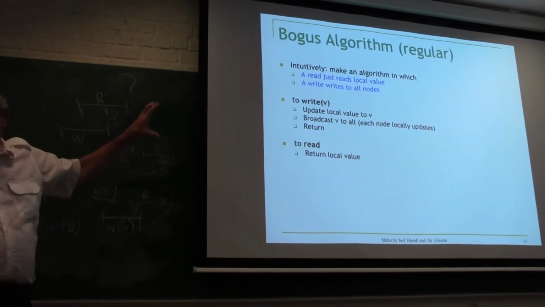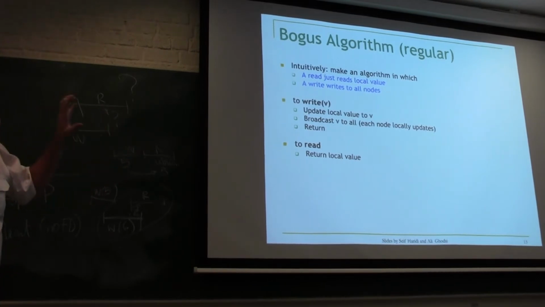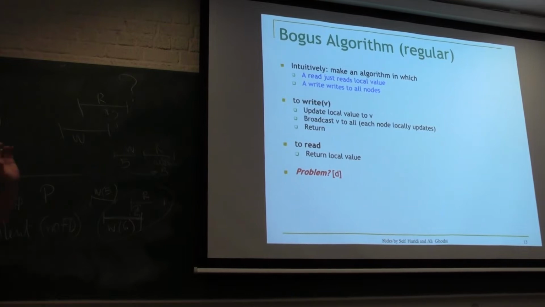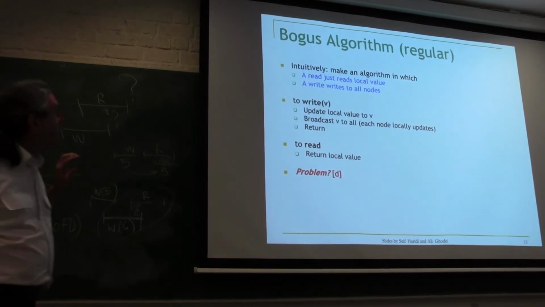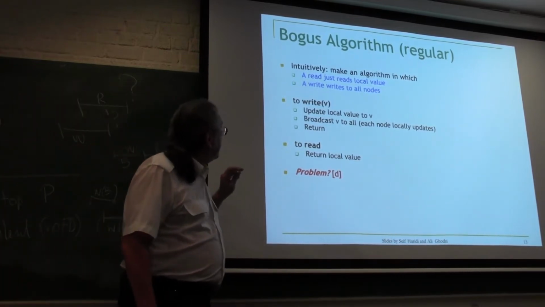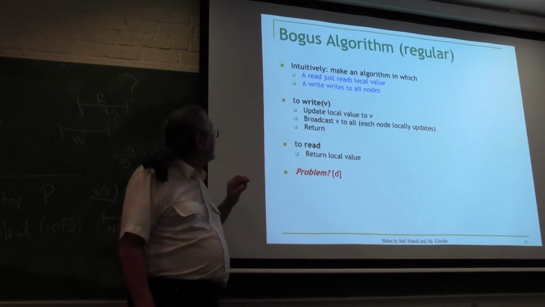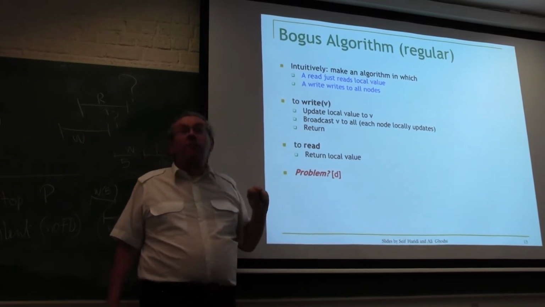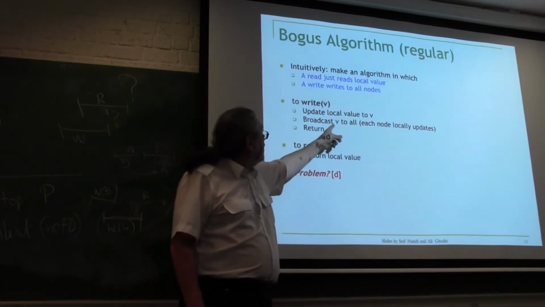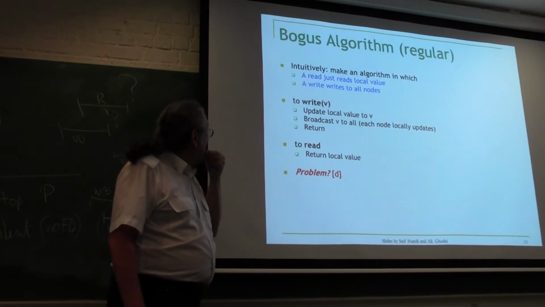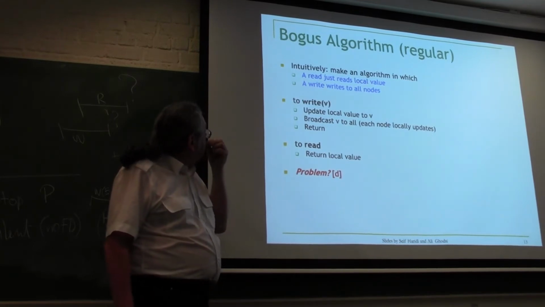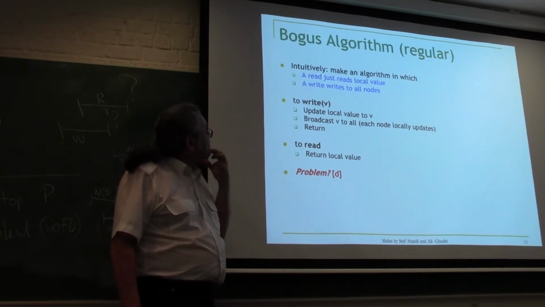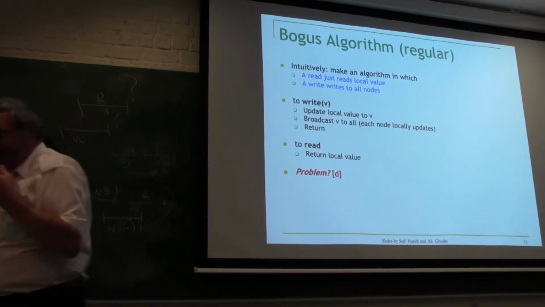Of course, this algorithm, as it stands, is still buggy. But it's almost correct. This broadcast could be a best effort broadcast or something. So this algorithm can sometimes have a problem, okay?